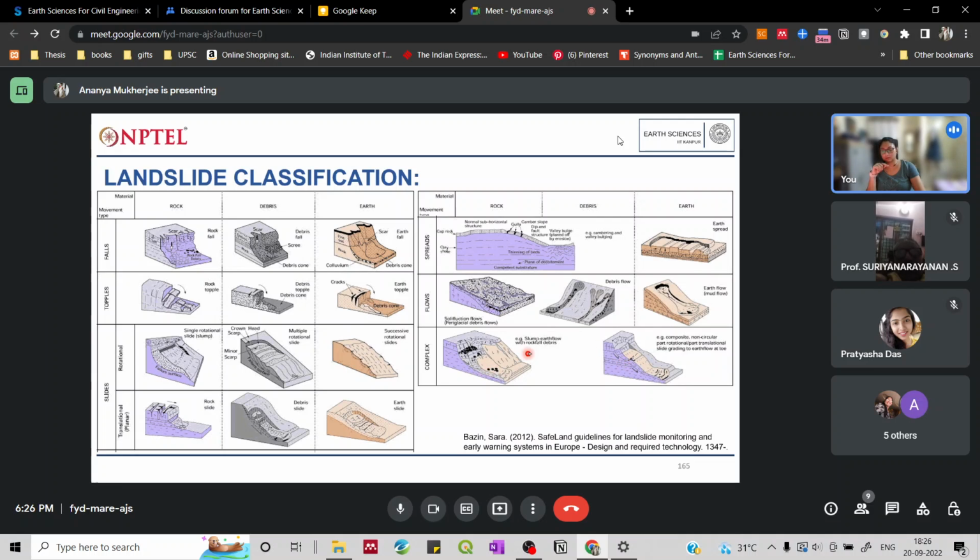Then complex landslides are those where you can have two different movements together. So suppose you have rotational plus slump, or debris flow along with something else. Over here, as you can see in the example, there is slump earth flow with rockfall debris. Then you have non-circular rotational, where some part is rotational and some part is planar. So that can also come under complex landslides.